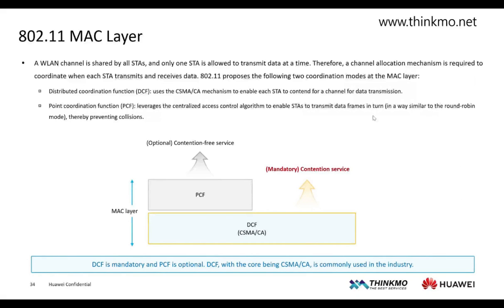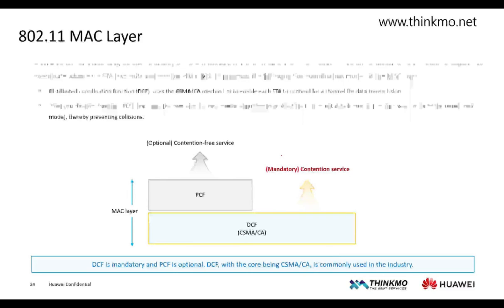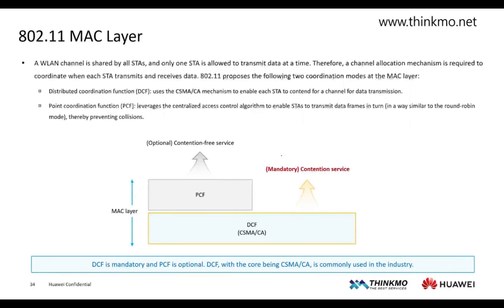All right, next we will begin introducing the 802.11 MAC layer and its related technologies. First, it is important to note that the channel is shared by all stations. When a station needs to transmit data, a channel allocation mechanism is required. This mechanism might be somewhat difficult to understand, but it is essential to have an understanding of it, because this is crucial for us to explain this technology.